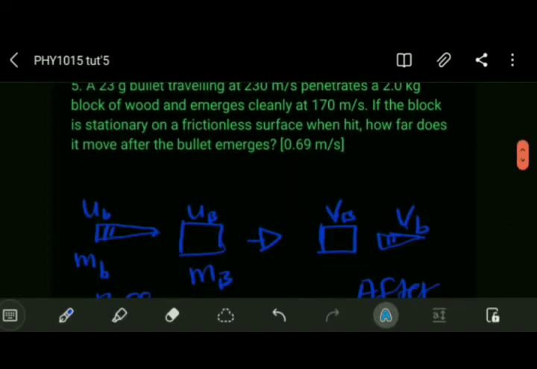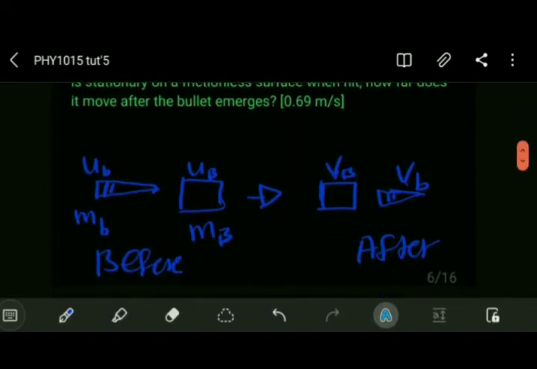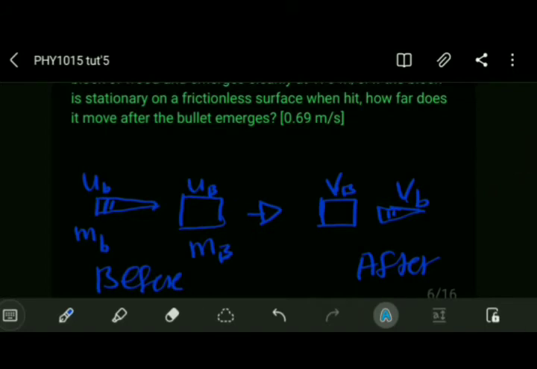Okay, so now the rough sketch here. This is my sketch. We have this bullet as U small b, that is the initial speed of the bullet, and we have U capital B as the initial speed of the block. We know that the block is at rest, meaning that U capital B is 0, and the initial momentum of the block is going to be 0. So now that we have the final speed of the bullet after passing through the block, the only thing missing from this equation is going to be V capital B, which is the final speed of the block.